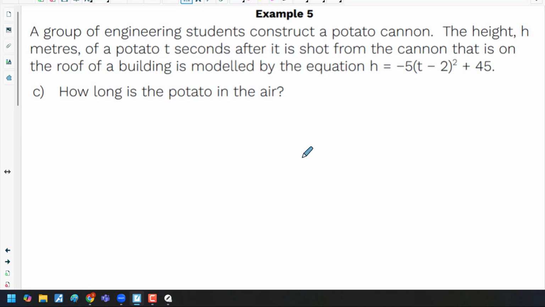All right, we got those engineering students. They're at it again. They like to shoot potatoes out of a cannon. How long is the potato in the air?